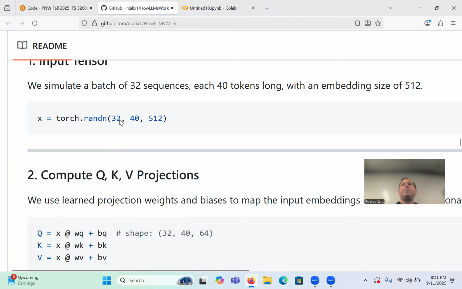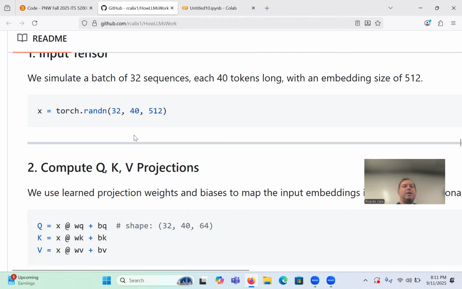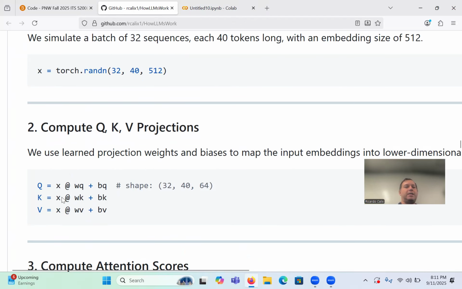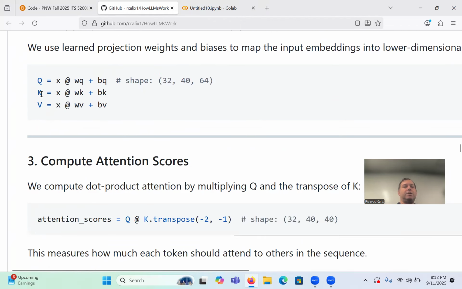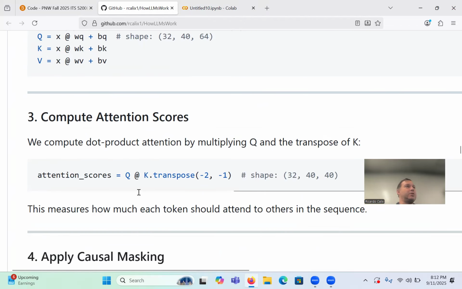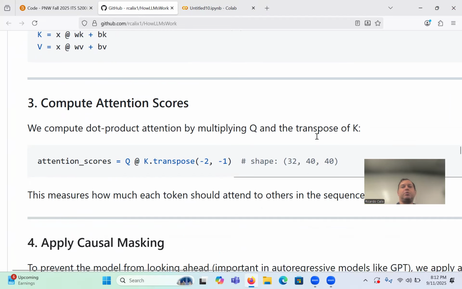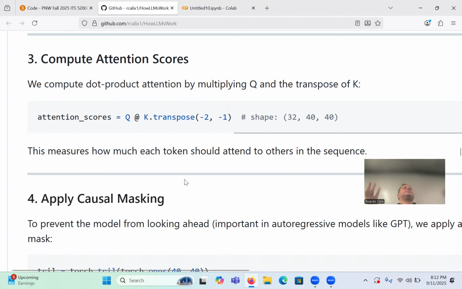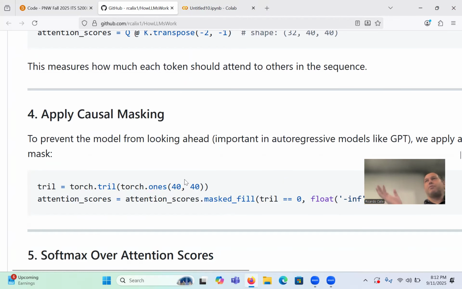So again, in attention, we start with some data. This is going to be our data. Then we're going to transform that data into Q, K, and V. Once we have Q and K, we're going to matrix multiply them to produce something that is squared like this. That is the attention mechanism itself. From there, we're going to do another operation with V.